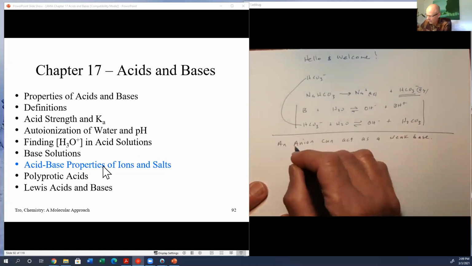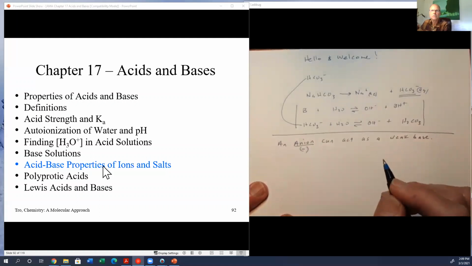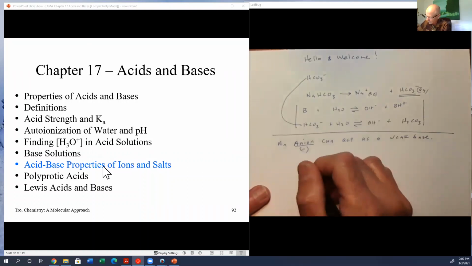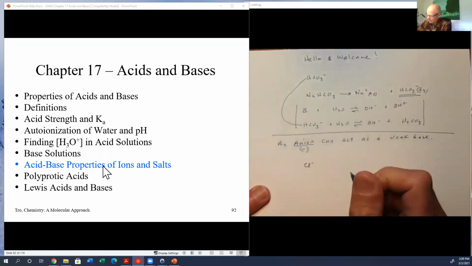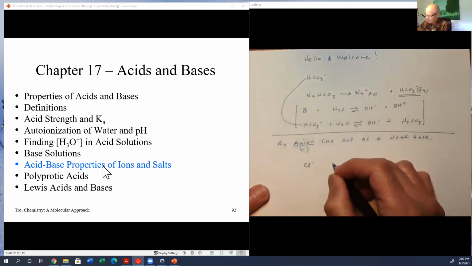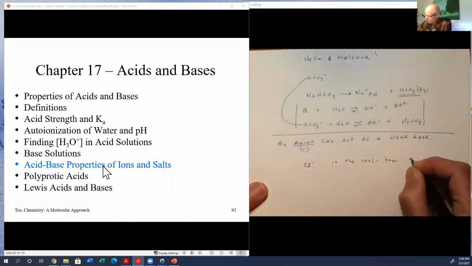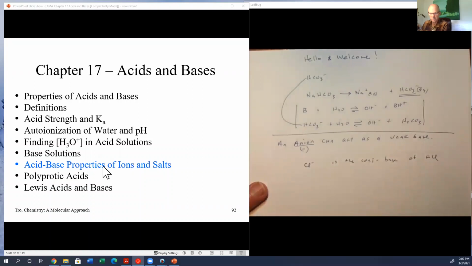Remember what an anion is? An anion is negatively charged. So when you look at an ionic compound, you look at the anion and you ask yourself, is this anion a weak base? How do you tell? Well, every anion can be thought of as the conjugate base of an acid. So for example, Cl minus is the conjugate base of HCl.